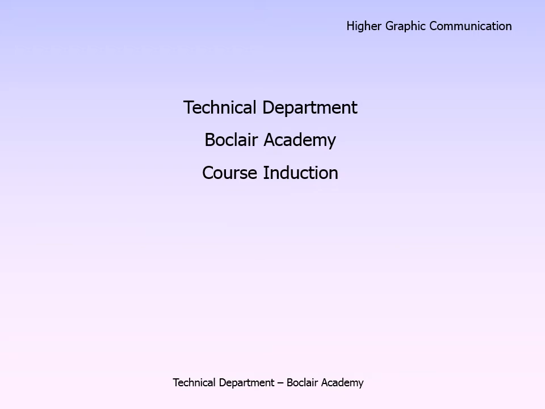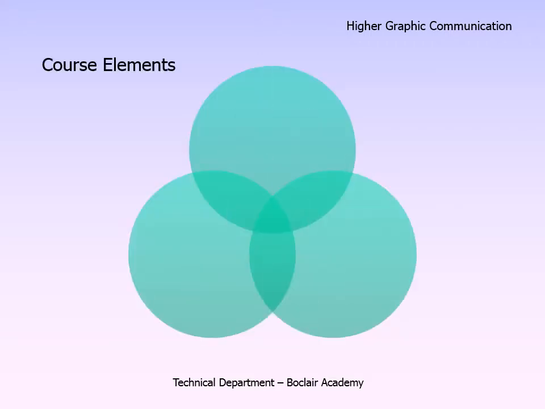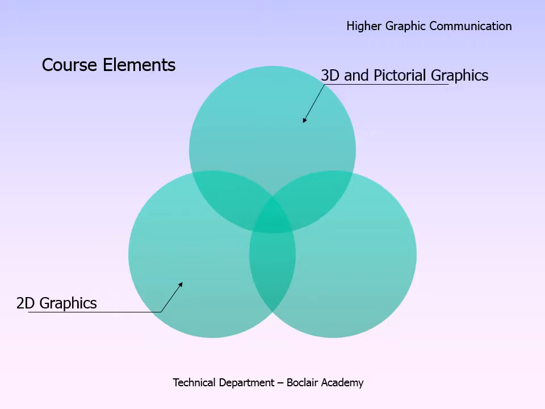This video is a course induction for higher graphic communication. Higher graphic communication has got three main elements to it. The first element, which you will continue studying from what you did in third and fourth year, is 2D graphic communication. The second element, again continued from what you did last year, is 3D and pictorial graphic communication. And the last element is the course assignment.